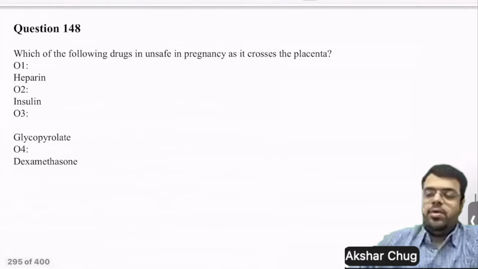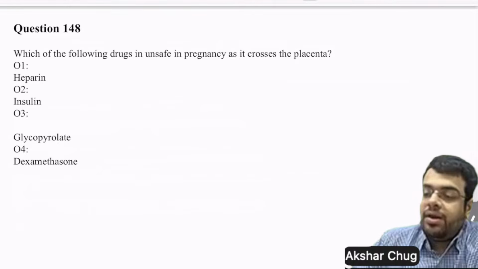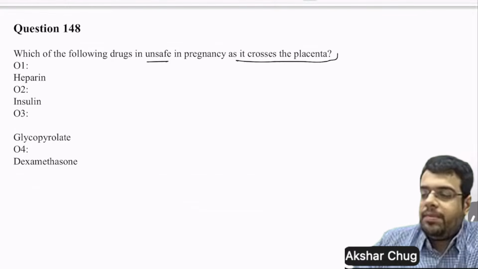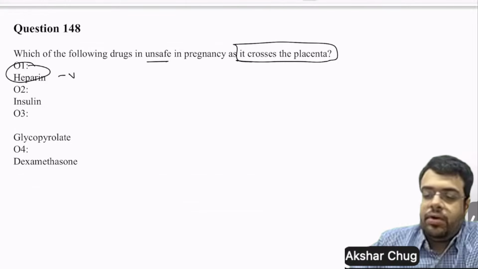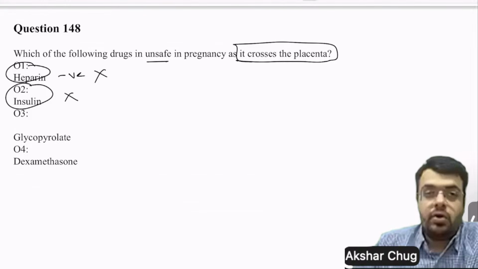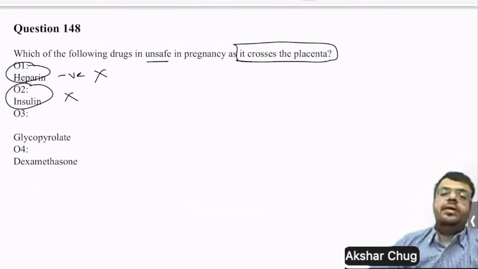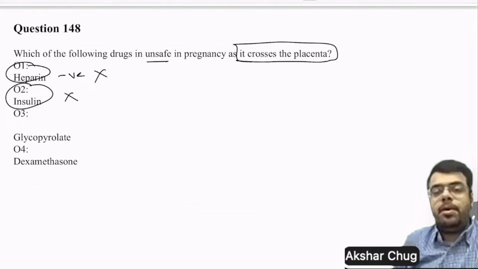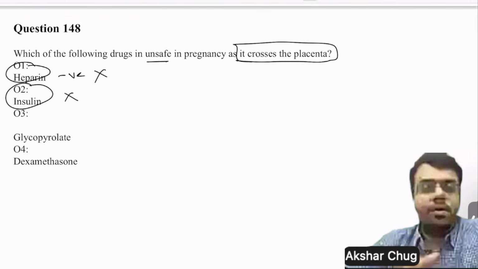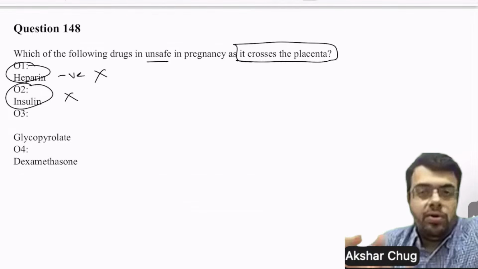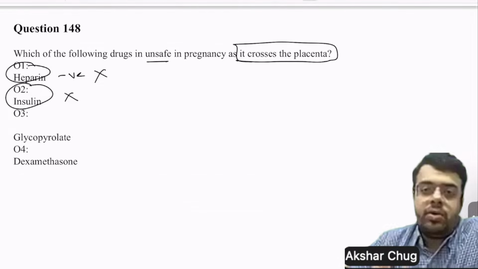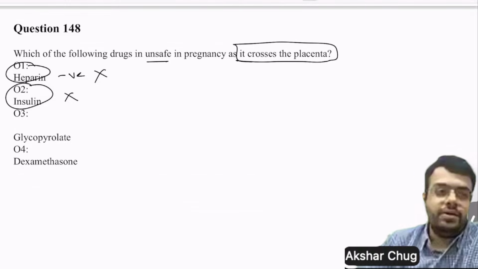Question 148, which of the following drugs is unsafe in pregnancy as it crosses the placenta? Heparin, as we know, is a large molecule which is negatively charged, so it cannot cross the placenta. Insulin again is a large protein which cannot cross the placenta, and that is the reason we give insulin to GDM and females having diabetes. So the blood glucose is controlled in the female, but it does not cross the placenta and affect the fetus.